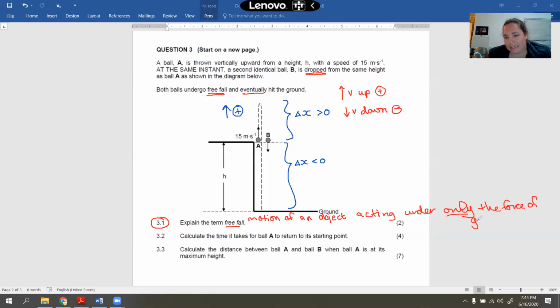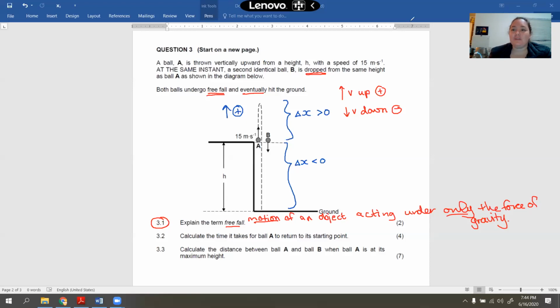You've got to clearly indicate that you understand that it's motion and then that the object has only one force. You can't say just acting under the force of gravity. I'd say make sure that it's very clear in your wording that it's only gravity or just its weight or no other force but gravity, something like that.